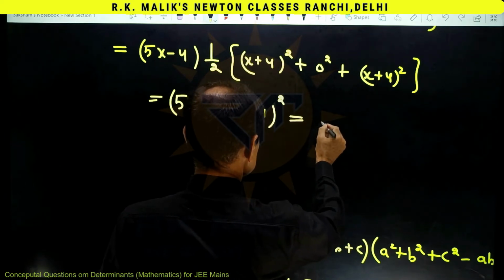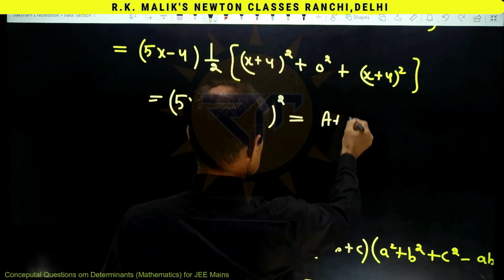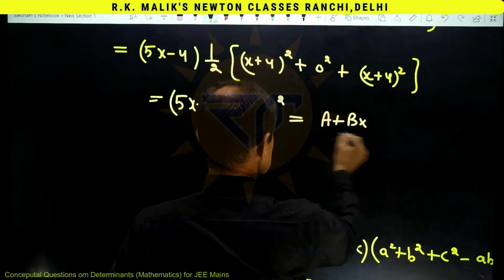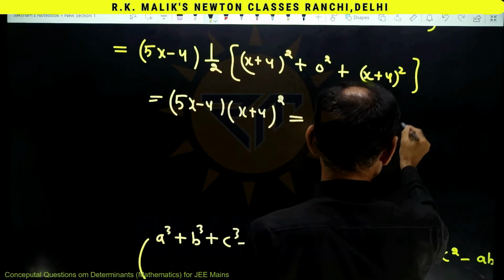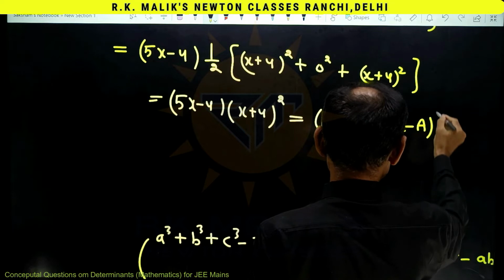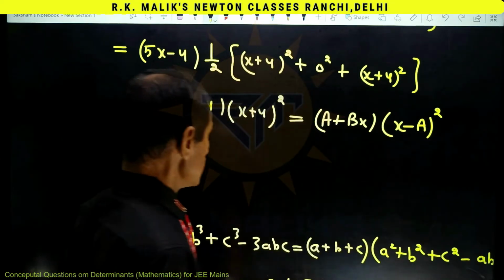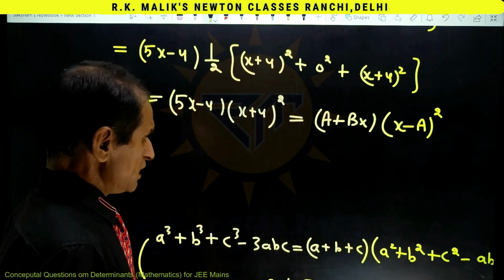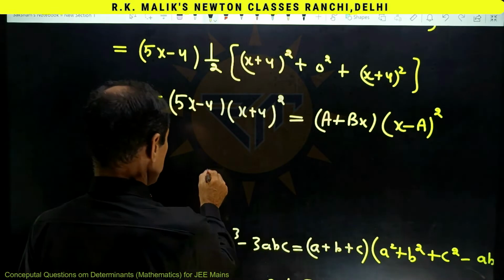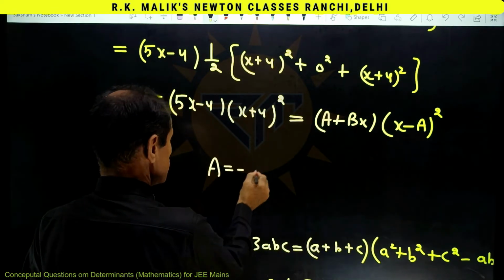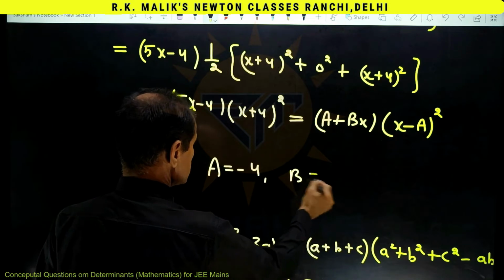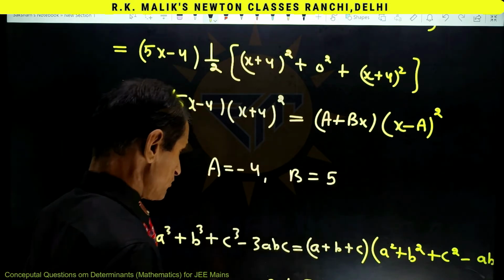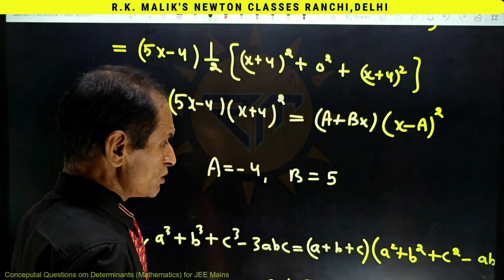and comparing this result with the given result, that is writing it equal to a plus bx into x minus a whole square, it is very easy to see that the value of A is minus 4 and the value of B is 5. This is one way of doing this question.